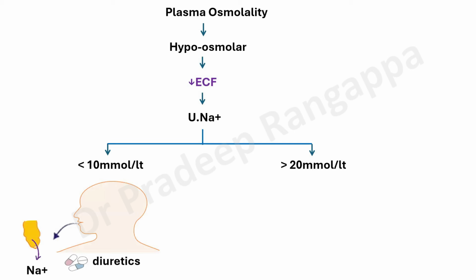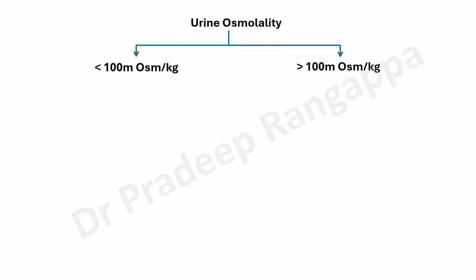If it is more than 20, then it means that there is hypoaldosteronism or there is a lot of renal losses of sodium. So that is the algorithmic approach of hyponatremia.